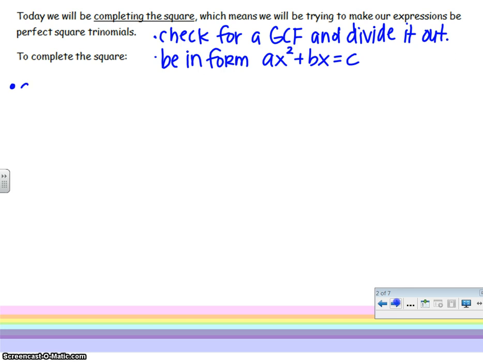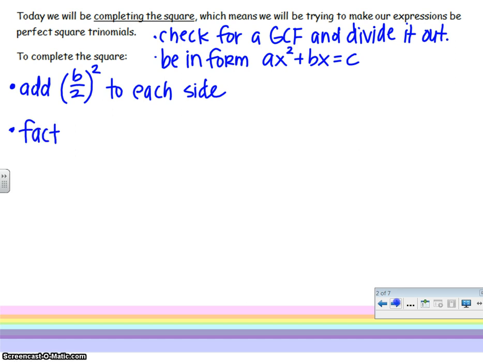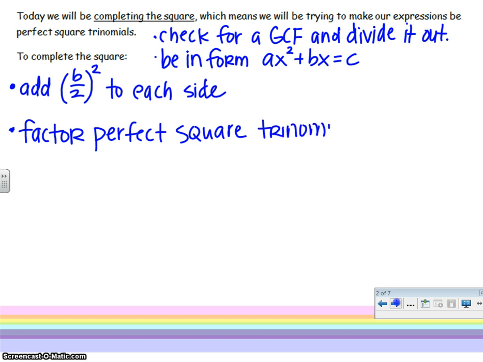Once it's in this form, we're going to complete the square, which means we're going to add something to both sides of our equal sign, and we're going to add b divided by 2, squared, to each side. Once we do that, we are going to have a perfect square trinomial, and so we're going to factor that. And then our final step, we will just solve using square roots.